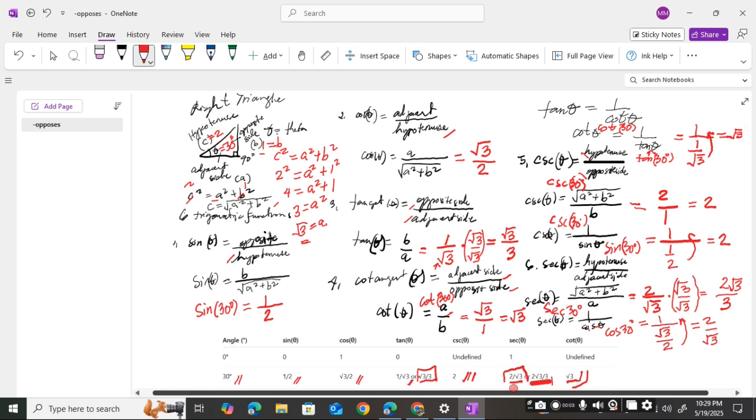And that's it. I have shown you how to obtain the corresponding value for the six trigonometric functions if the angle is 30 degrees. In the next episode, we will have more examples regarding the six trigonometric functions.